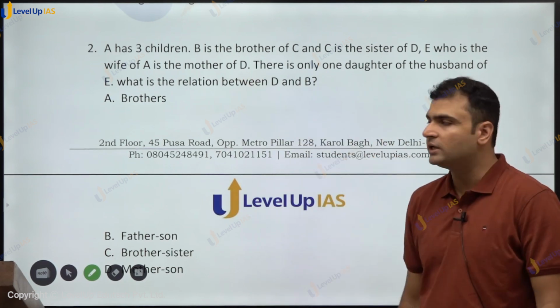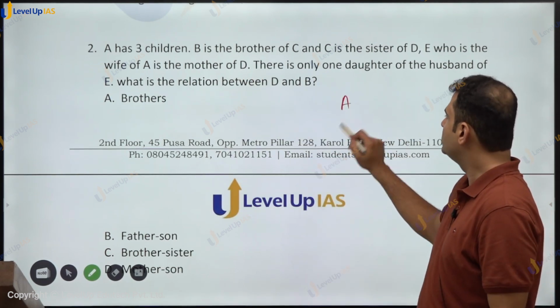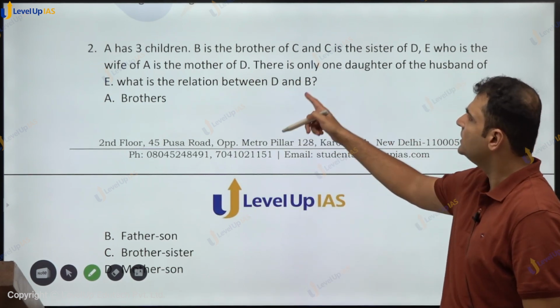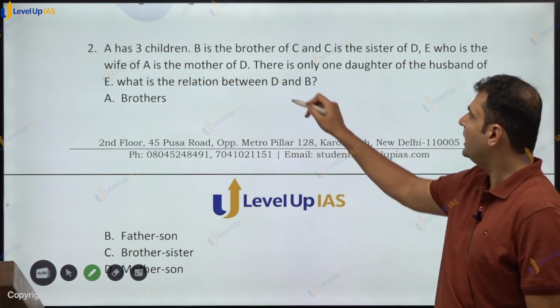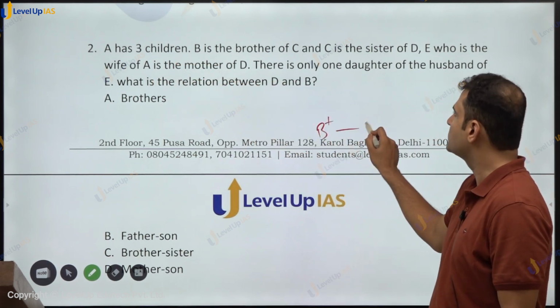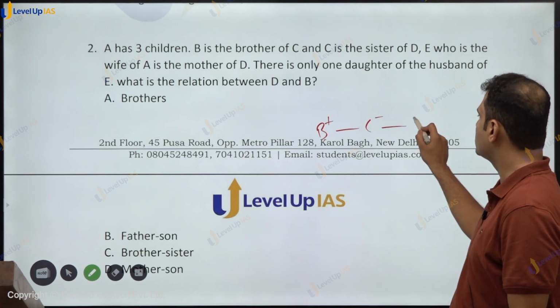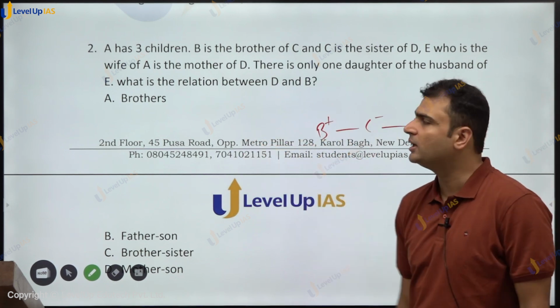A has 3 children. B is brother of C. Let us look at it later. B is brother of C. And C is sister of D. They will be at the same level.